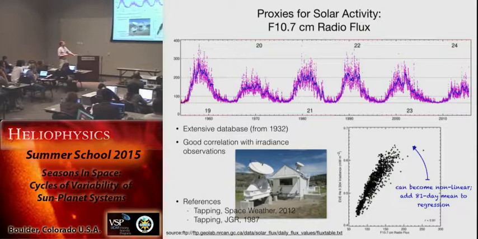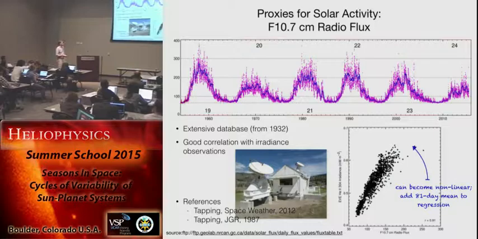So if we make a regression between 304 and 10.7, we see the correlation is somewhat better than it was for sunspots. The noise is reduced. One potential problem is that sometimes it becomes nonlinear. If you make this plot for a solar cycle which has much higher levels of activity, sometimes you'll see this sort of turnover, and people resort to doing a regression using a composite of F10 and its 81-day running mean.